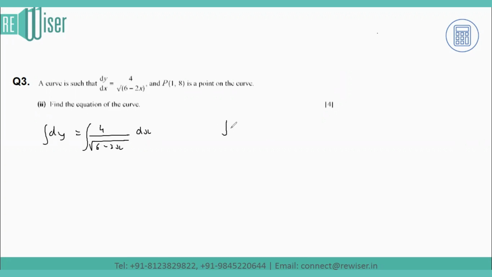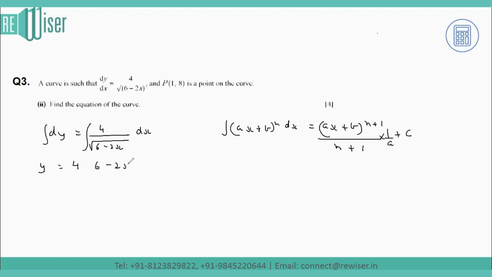And the formula that we'll be using is: integration of (ax plus b) to the power n dx is given as (ax plus b) to the power n plus 1 over n plus 1, plus the integral constant c, into 1 by a. So that's the formula that we'll be using to integrate this. So integration of, 4 is outside, so this can be written as (6 minus 2x) to the power minus half, and the integral sign dx. So now we'll be using this formula.